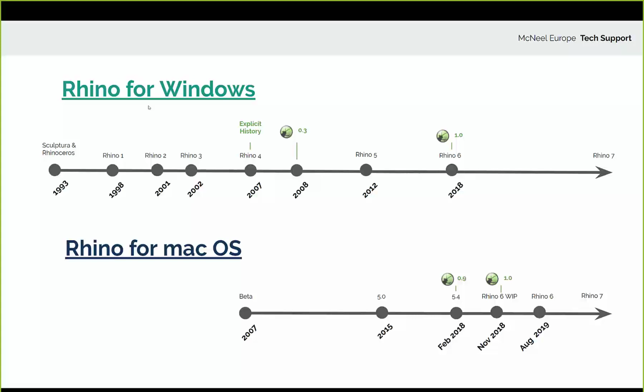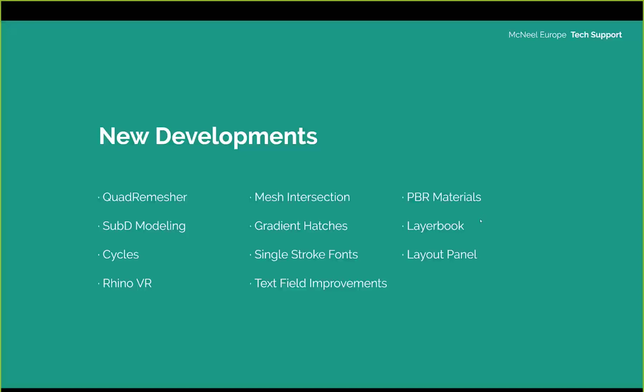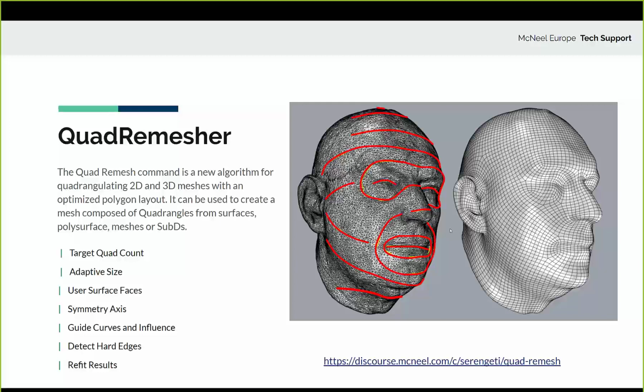If you want to know a little bit about the Grasshopper history, before being Grasshopper 1, it was called Explicit History, and it started as a project in 2007. And it was called Explicit History because it has to do a lot with the Record History command that we have in Rhino, and I'll try to show you that once we move on to the software. And these are some of the new developments, and I'll explain each one.